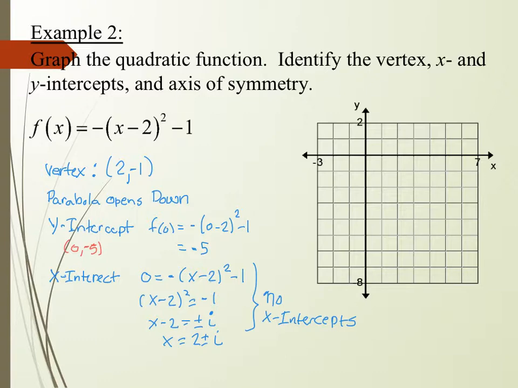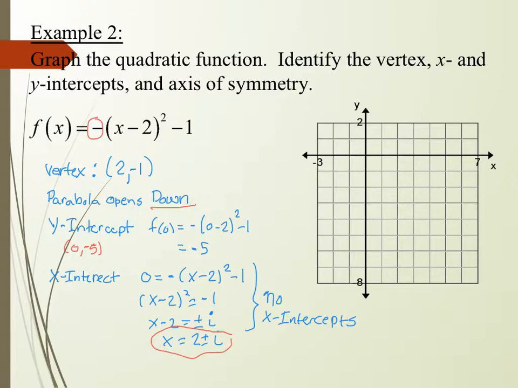We had the vertex at 2, negative 1. The parabola opens down. This is an important feature. Why does it open down? Because there's a minus sign in front of the squared term. The y-intercept is at 0, negative 5. And when we did the x-intercept, we found that there were no x-intercepts because we got a complex imaginary number.